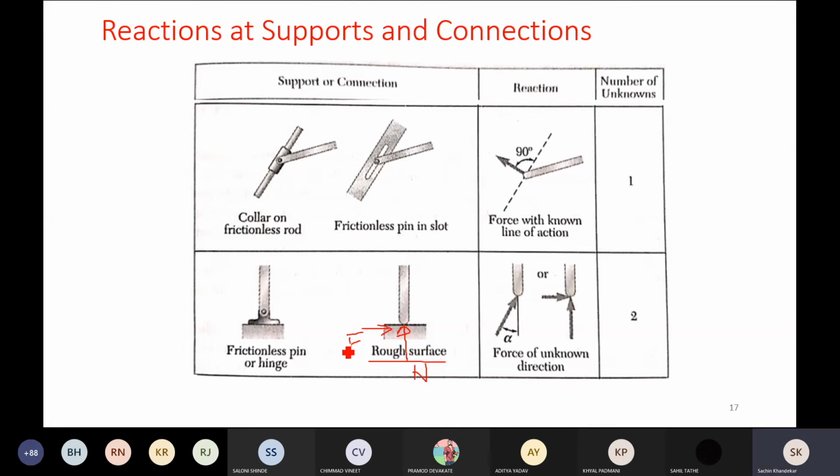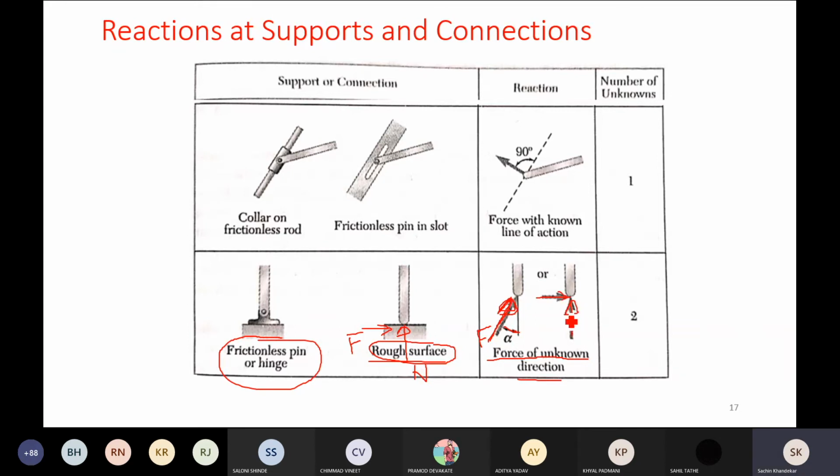So in case of the frictionless pin or in case of this rough surface, there is one force with unknown direction, or means with unknown line of action. This is one reaction with unknown line of action. So here F is not known, as well as this angle alpha is not known. So what we do in this case in general, we resolve this unknown force into its rectangular components.